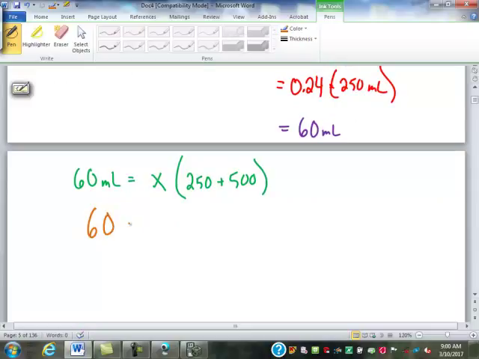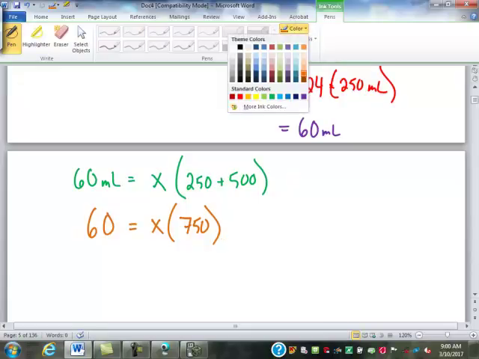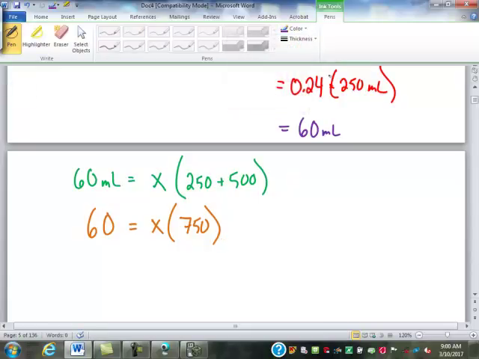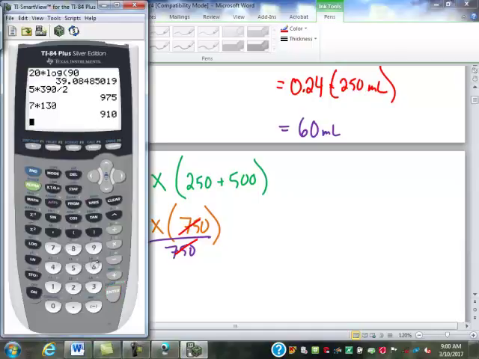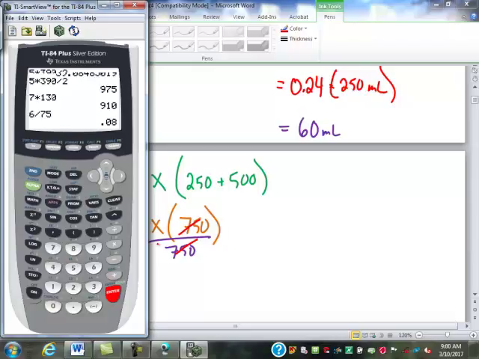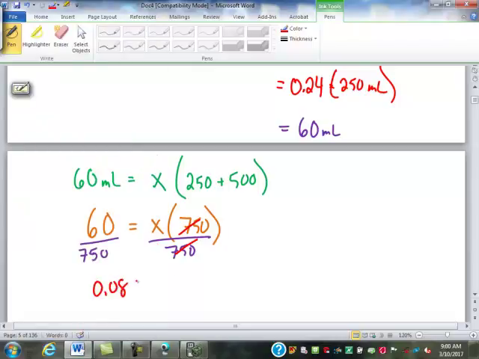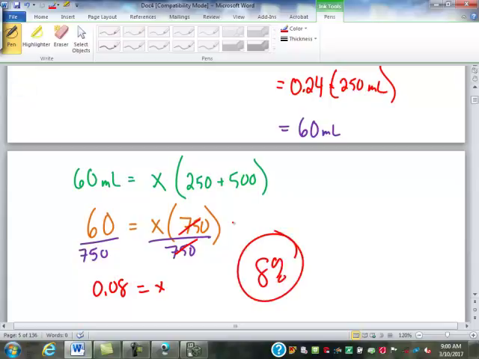I'm going to drop the milliliters here. So 60 is going to equal our concentration times 750 milliliters of total volume. So we can find our new concentration here by dividing by the 750 milliliters. 60 divided by 750 is going to give us 0.08. So in other words, that's 8%. So we have diluted that down to 8%.